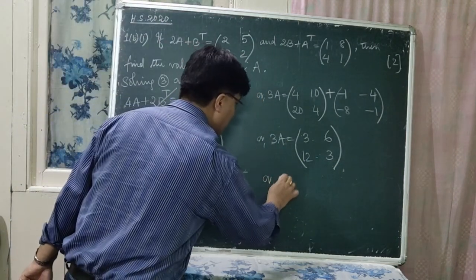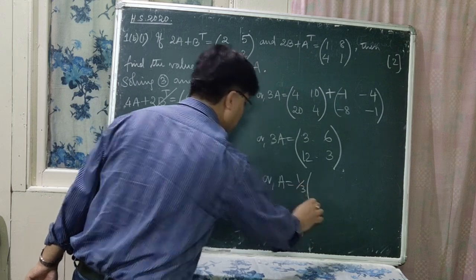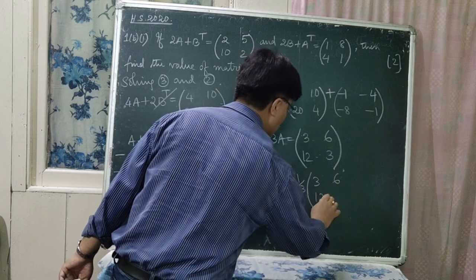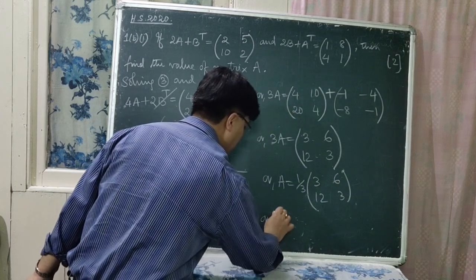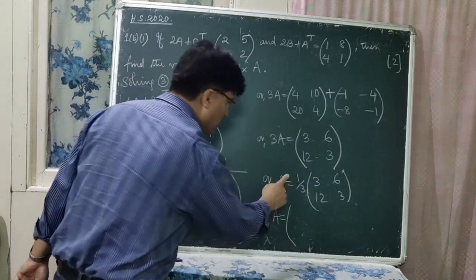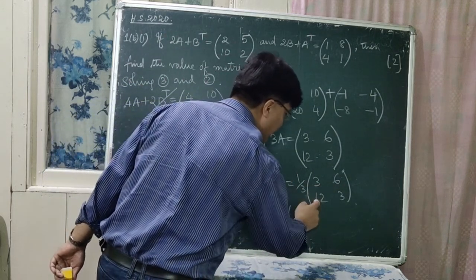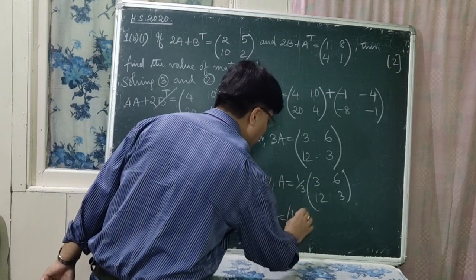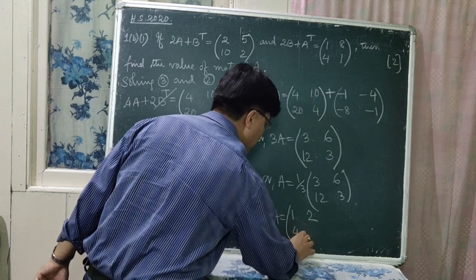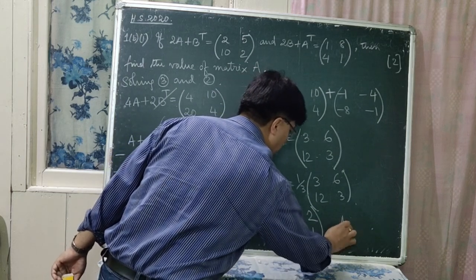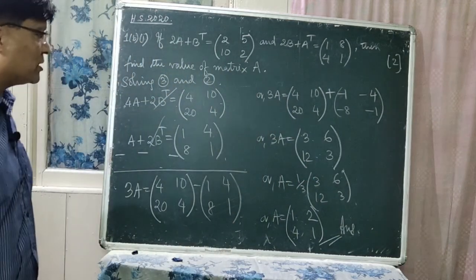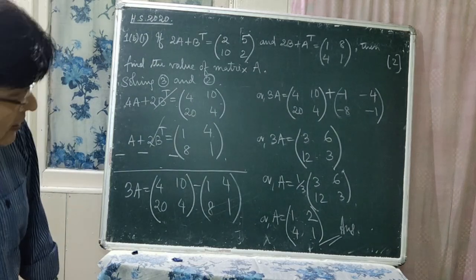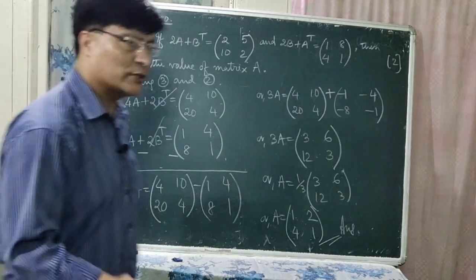So what is A equal to? Now 3 is taken to the right hand side, becomes 1/3, times [[3, 6], [12, 3]]. What is the value for the matrix A? It is the scalar multiplication of this matrix. All the elements of this matrix should be multiplied by 1/3. So what do we get? 1/3 into 3 is 1, 6 divided by 3 is 2, 12 divided by 3 is 4, 3 divided by 3 is 1. So this is the final answer. What is the matrix A out here? In the first row it is 1 2, and in the second row it is 4 1. Is that clear to all of you? So we'll do the next question now.